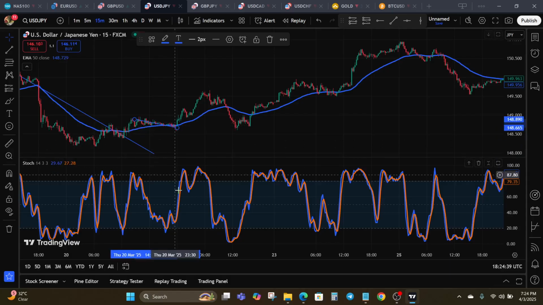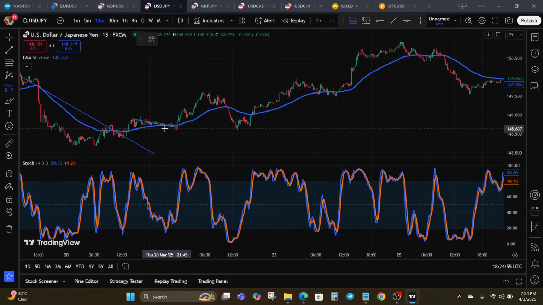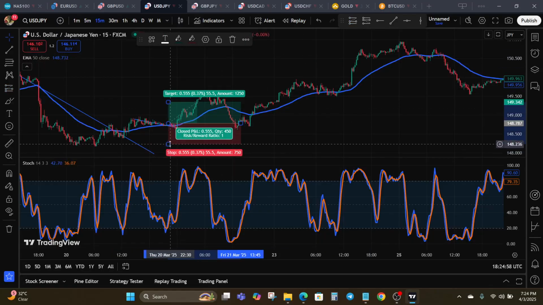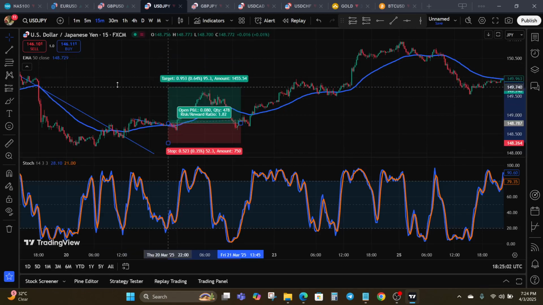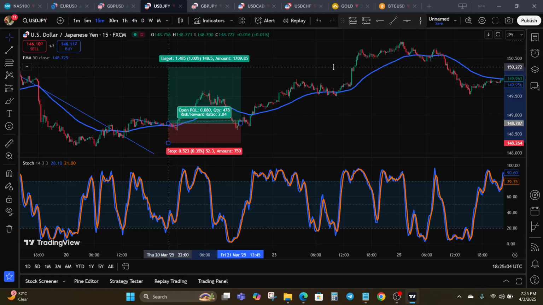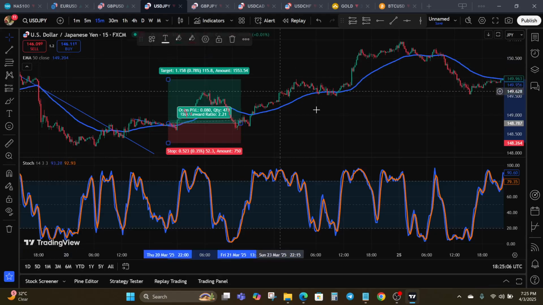If the stochastic is oversold, and the price touches the EMA, it's a strong buy signal. So you can see the stochastic entered oversold around here. Price touched the EMA. So this was a good time to enter a buy. Stop loss below previous swing low. Take profit around key resistance zones. All right? Around key resistance zones.